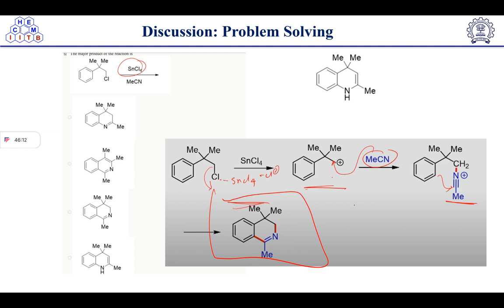Now after this one, the positive charge is there over here. So we will get this product. So the correct answer is option number 3. It's not the product. This one. Okay.